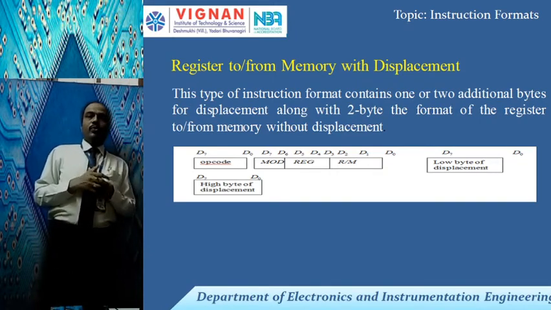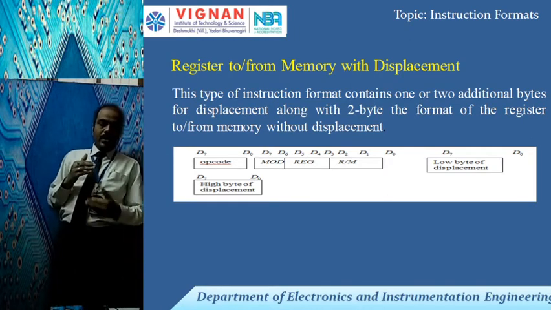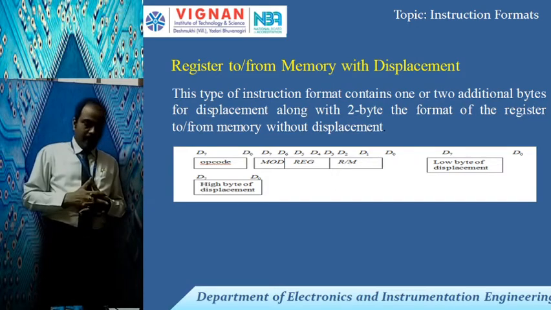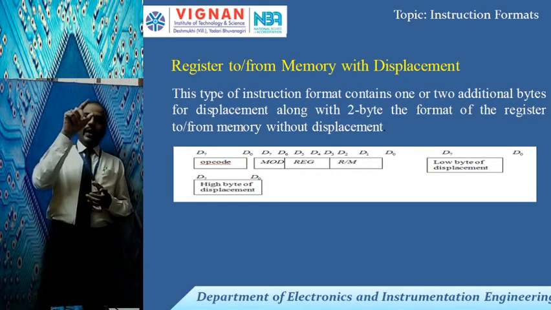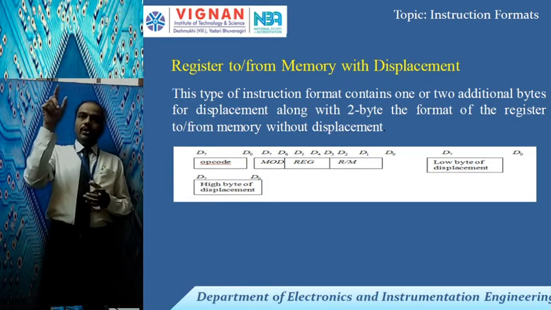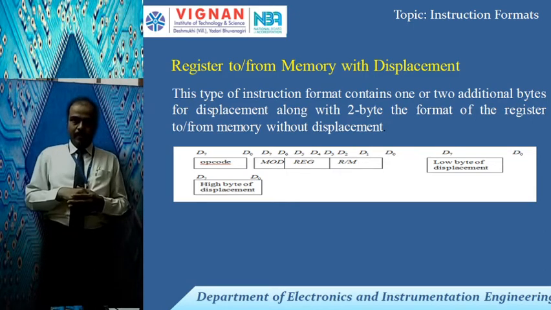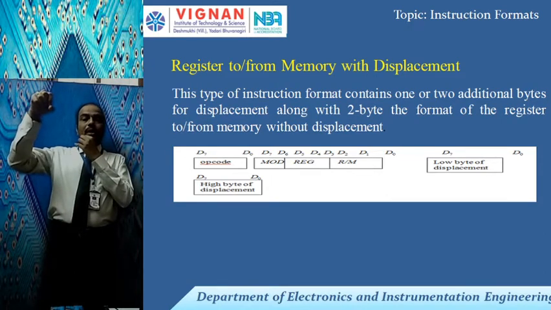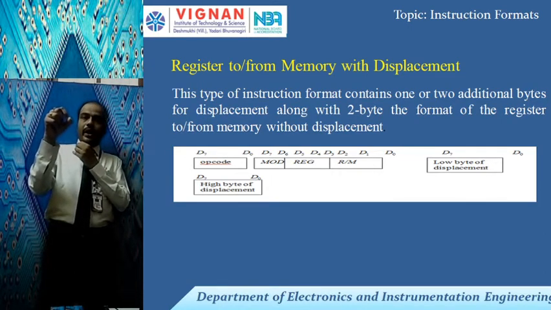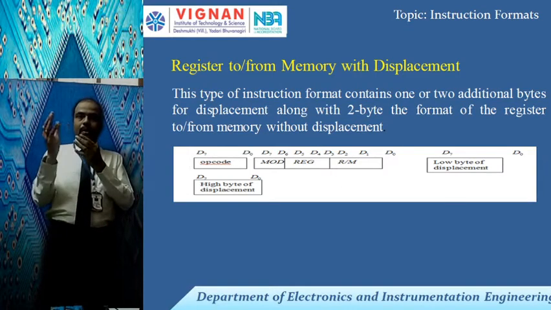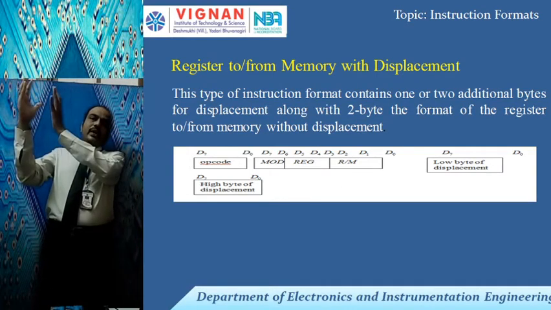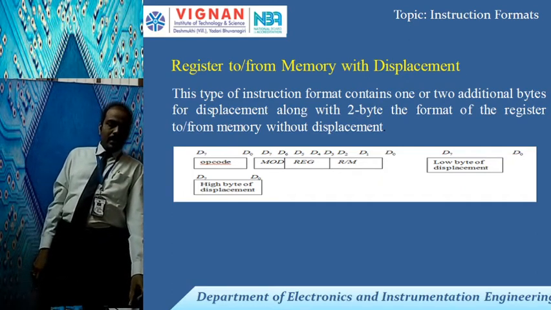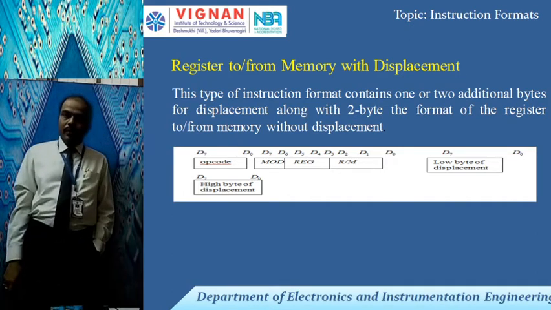So this instruction format contains register to memory or from memory to register with some displacement. Generally, move AX comma 50H in bracket BX. So BX contains some address, and the content of the address will be added with the 50H, the 8-bit displacement. Then we get the actual address, and that content will be moved to the AX register. That's why it is also called register to or from memory with displacement.